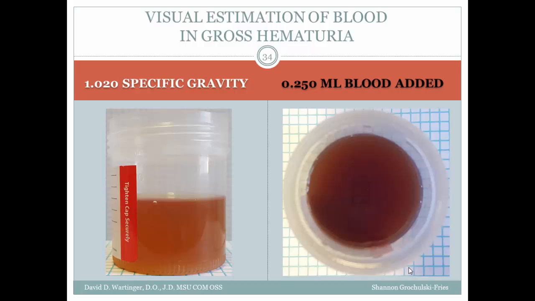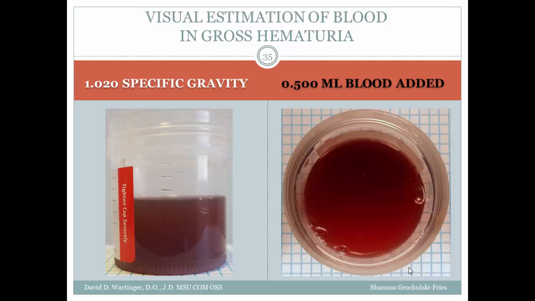Specific gravity 1.020 with 0.250 milliliter blood added. A color change occurred with the top view of the specimen turning light brown in color, but the side view remained relatively unaffected. Specific gravity 1.020 with 0.500 milliliters added blood. The color of the side view became dark brown. Although bubbles appeared on the surface of the specimen, no true bloody froth developed.